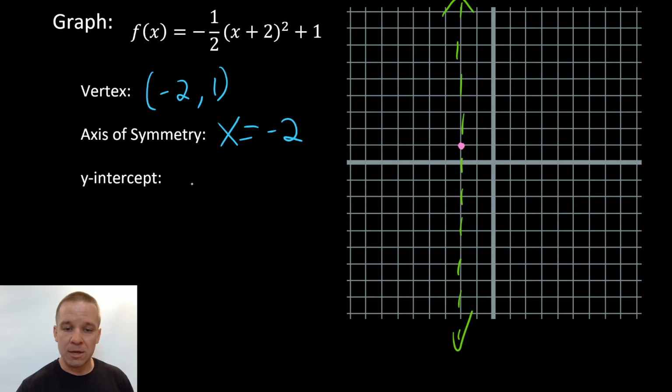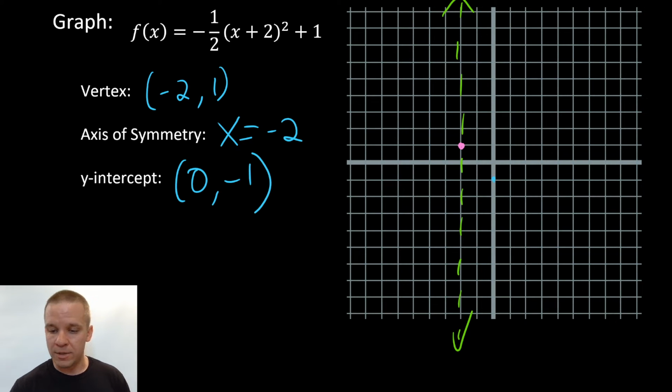Okay, so if I plug in 0, I'm going to have 0 plus 2. That's 2. Squared is 4. 4 times -1/2 is -2. -2 plus 1 is -1. So I'm going to have 0, -1. There we go. 0, -1. There it is. Look at us go.